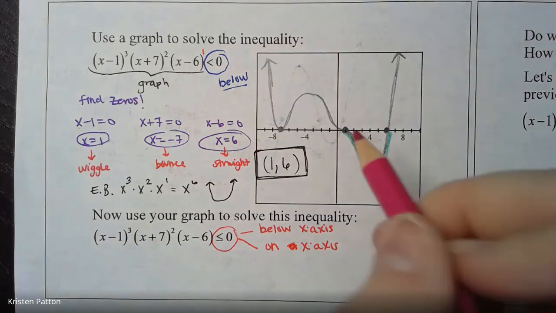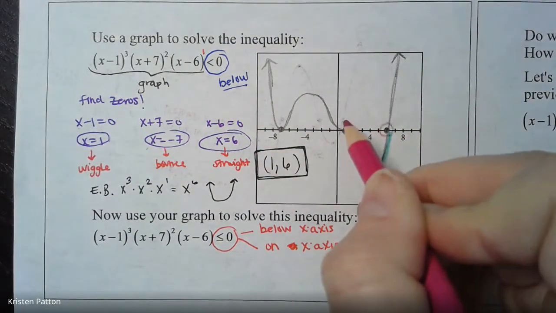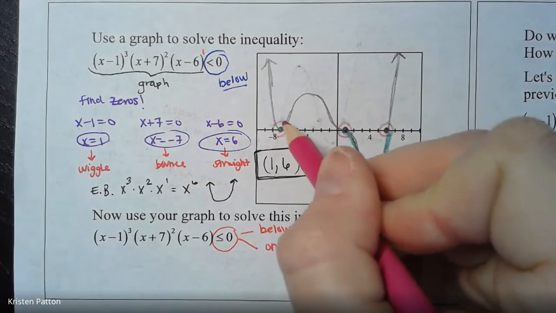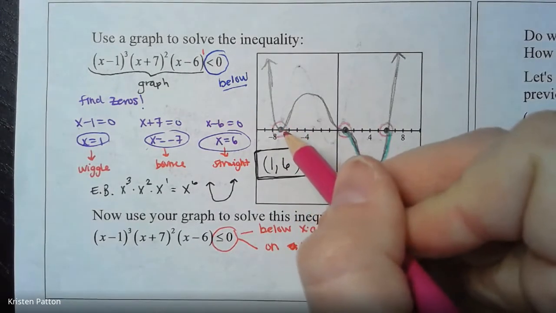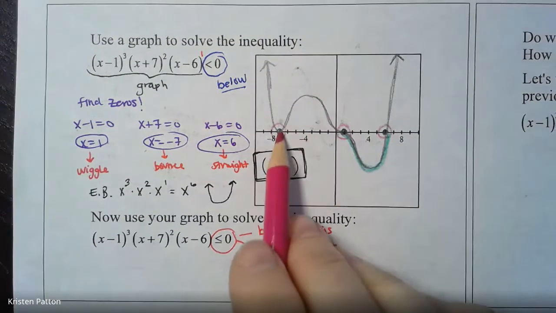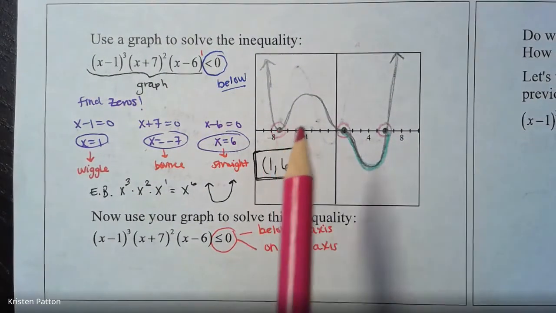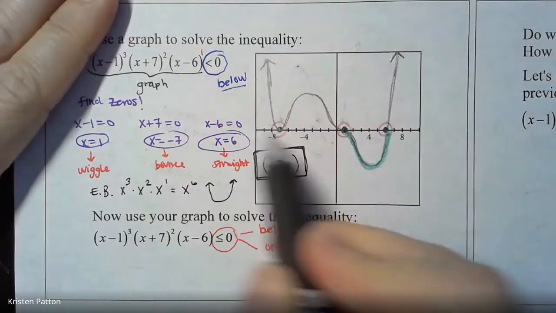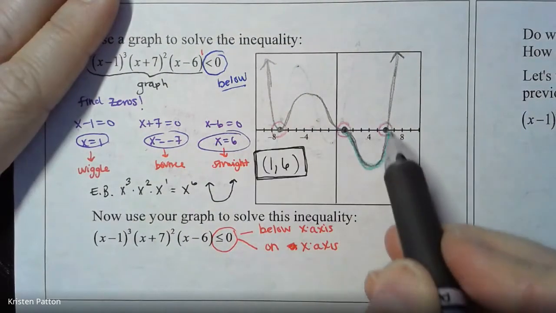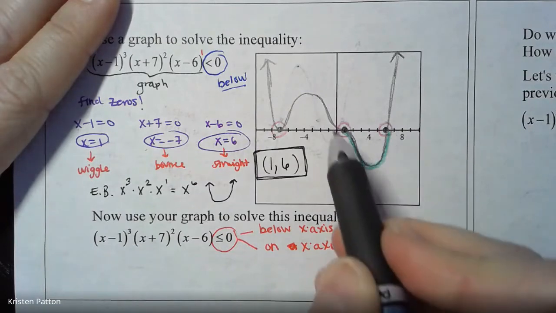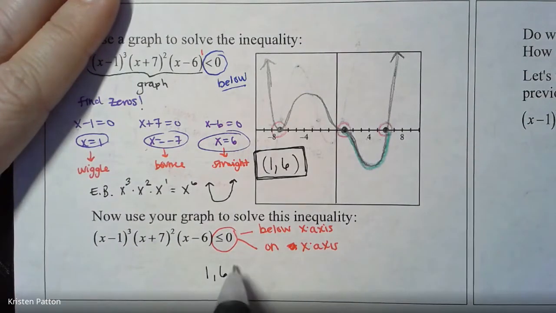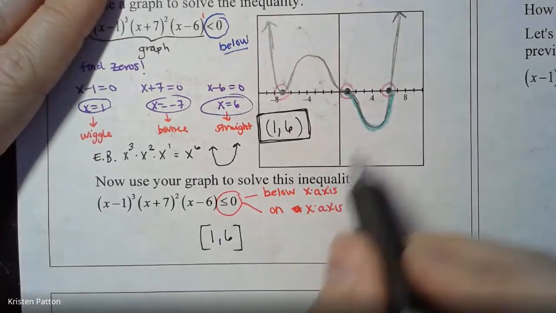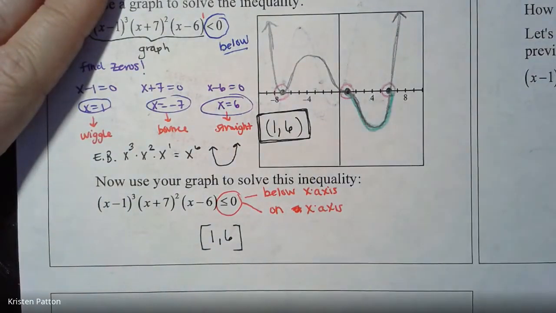Well, we're on the x-axis here, here, and here. Right? Don't forget this guy out here, he's on the x-axis. Or she. Sorry. All right, so here we go. Let's start with this one. I want to write this interval from 1 to 6, but this time I get to include the 1 and the 6 because, well, they're equal to 0 there.